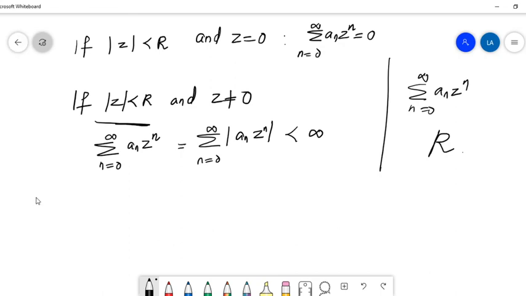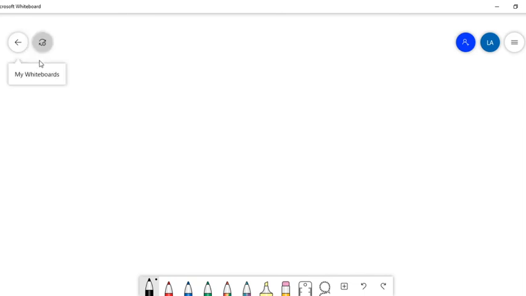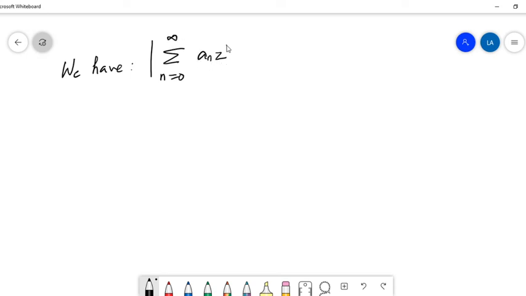Now let's see how to progress. We have summation n equal to 0 to infinity a_n z raised to n, that is less than or equal to modulus of a_0 plus modulus of z into summation n equal to 0 to infinity modulus of a_{n+1} into z raised to n. We just proved this before.